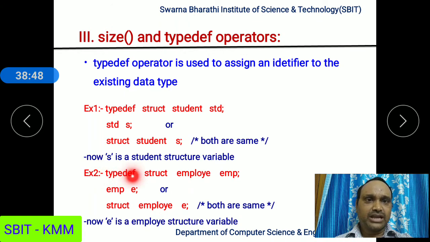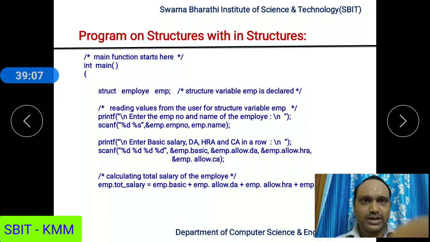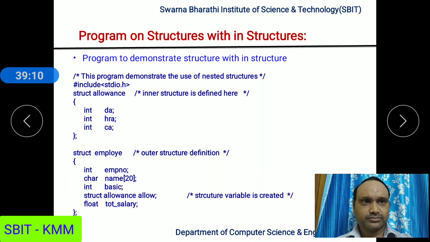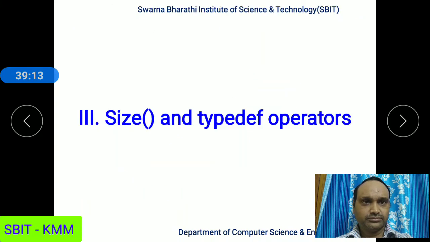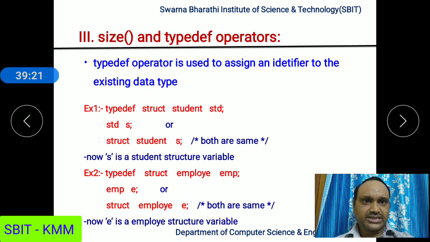Now the same with typedef struct employee. Struct employee means you are assigning a new name emp. So using emp you can declare structure variables. Now emp e means you are telling the compiler that e is a variable which is of type emp structure. Emp structure means struct employee structure. That is what you are telling. So writing emp e, wherever emp is there, the compiler automatically interprets it as struct employee.